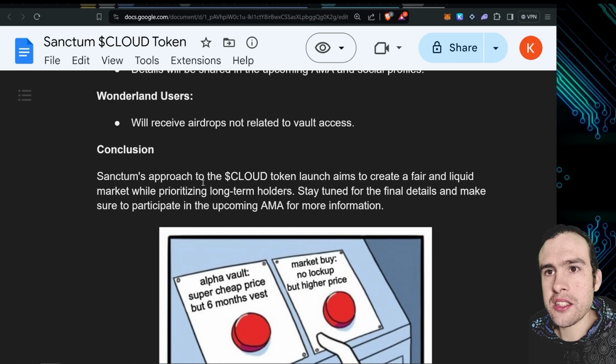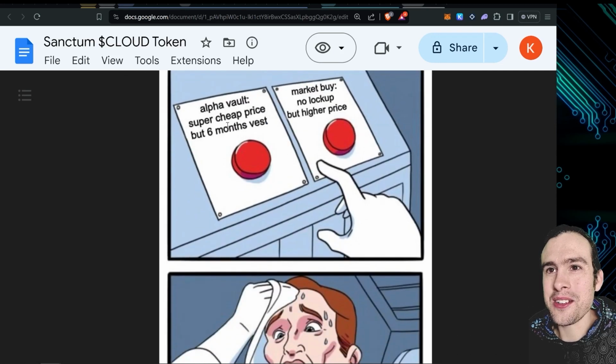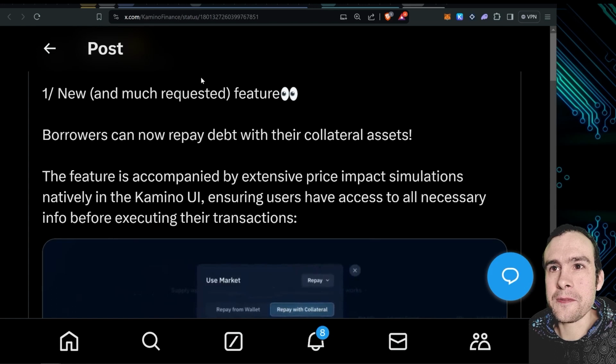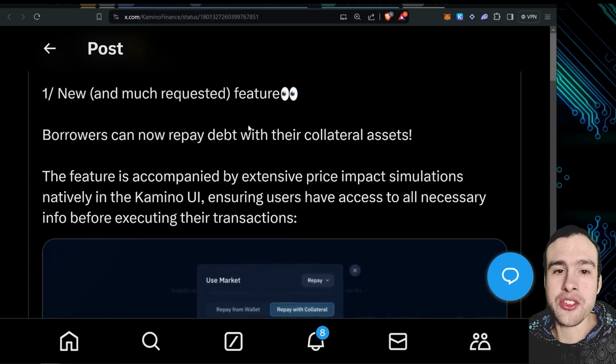So the conclusion is Sanctum's approach to the cloud token launch aims to create a fair and liquid market while prioritizing long-term holders. Stay tuned for the final details and make sure to participate in the upcoming AMAs for more information. So this is the meme they also post as well. Alpha Vault price, super cheap price, but 6-month vest versus market buy, no lockup, higher price. So there you go. That was my addition to that. So yes, I'm super bullish on cloud, and for me, it's a long-term hold. So that's why I'm really keen to see how the launch goes.